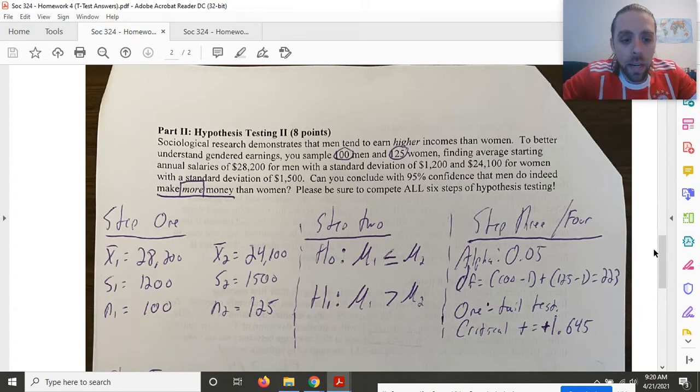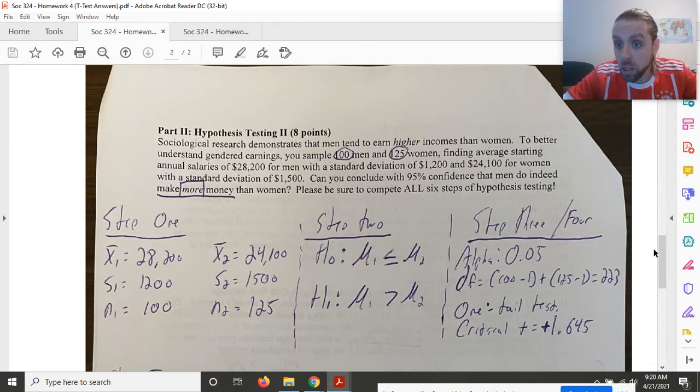So step 1, what do I know? X bar 1, 28,200. Although I'm actually going to do something, hopefully clever, when I calculate this, and we'll get to that in a second. I'm not actually going to use those numbers because they're huge. I'm going to reduce them, and I'll show you what I mean by that. So I will take 28,200 as x bar 1, S1 is 1,200, N1 is 100. X bar 2 is 24,100, S2 is 1,500, and N2 is 125.